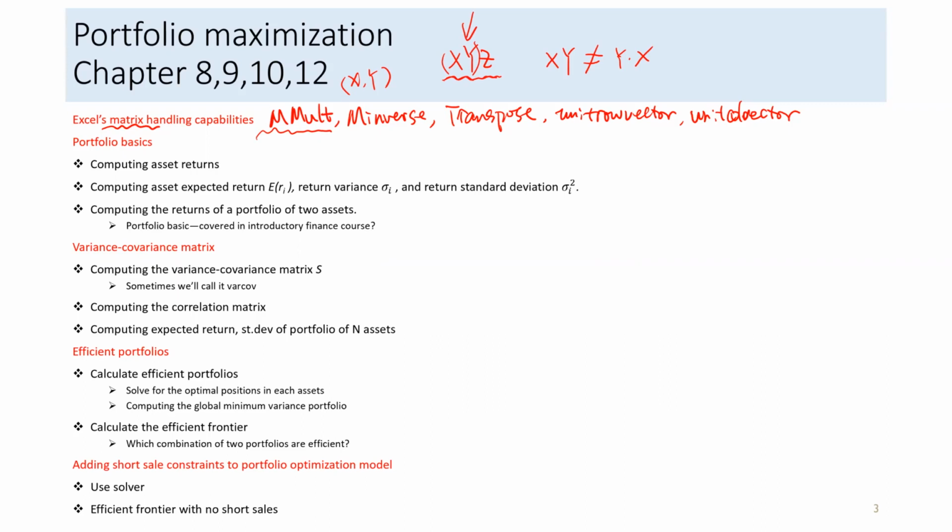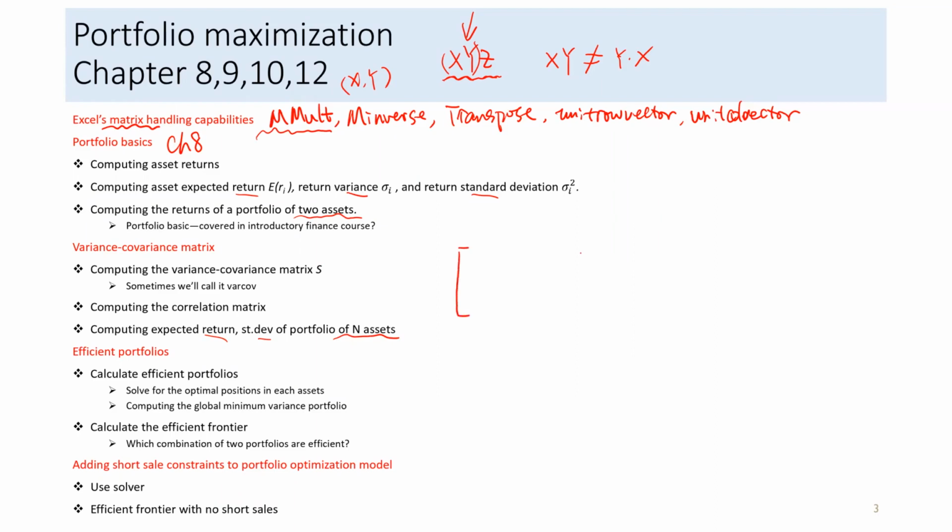So then we move on to portfolio basics. So this is related to chapter 8. Here in chapter 8, we're doing some basic calculation for portfolios. So you'll learn how to calculate portfolio return and variance and standard deviation for 2 assets. We also extended for calculating n asset portfolios, the return and standard deviation for portfolio of n assets. And for portfolio of n assets, we need to come up with the variance covariance matrix.